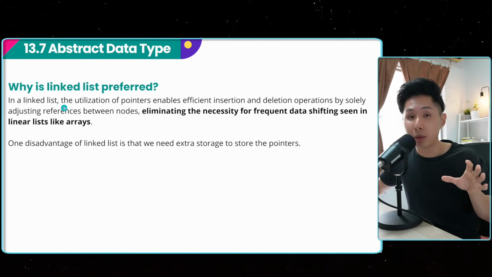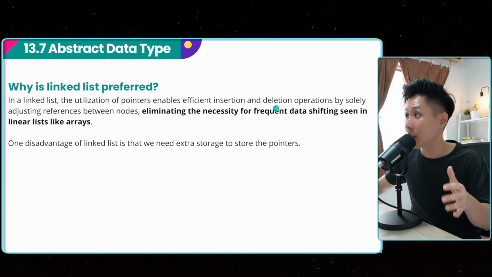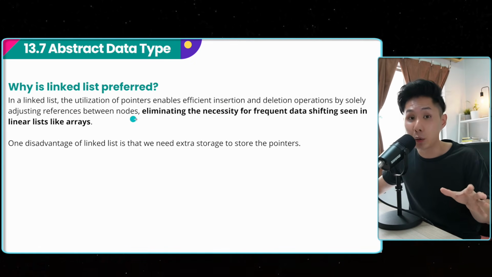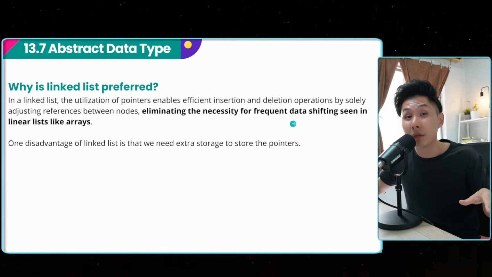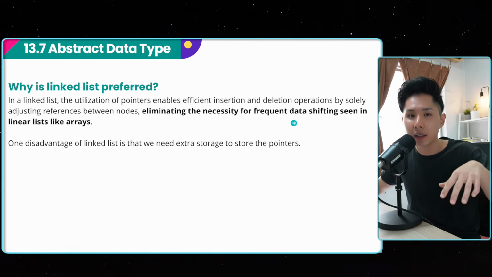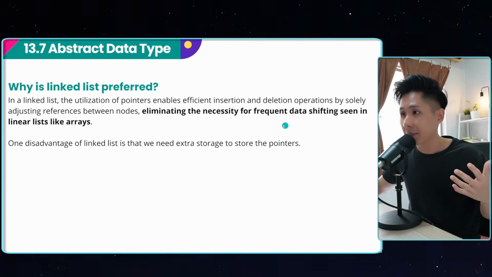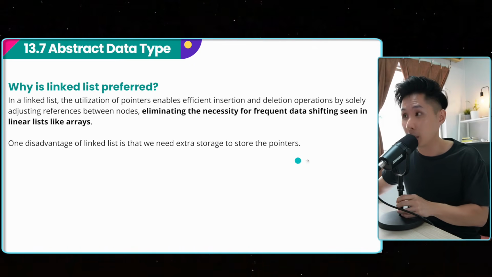So why is a linked list preferred? The utilization of pointers enables efficient insertion and deletion by solely adjusting references between nodes, eliminating the necessity for frequent data shifting. This is something I talked about. We only need to change the pointer values to change the location or delete something. Of course, one disadvantage is that we need extra storage to store the pointer.